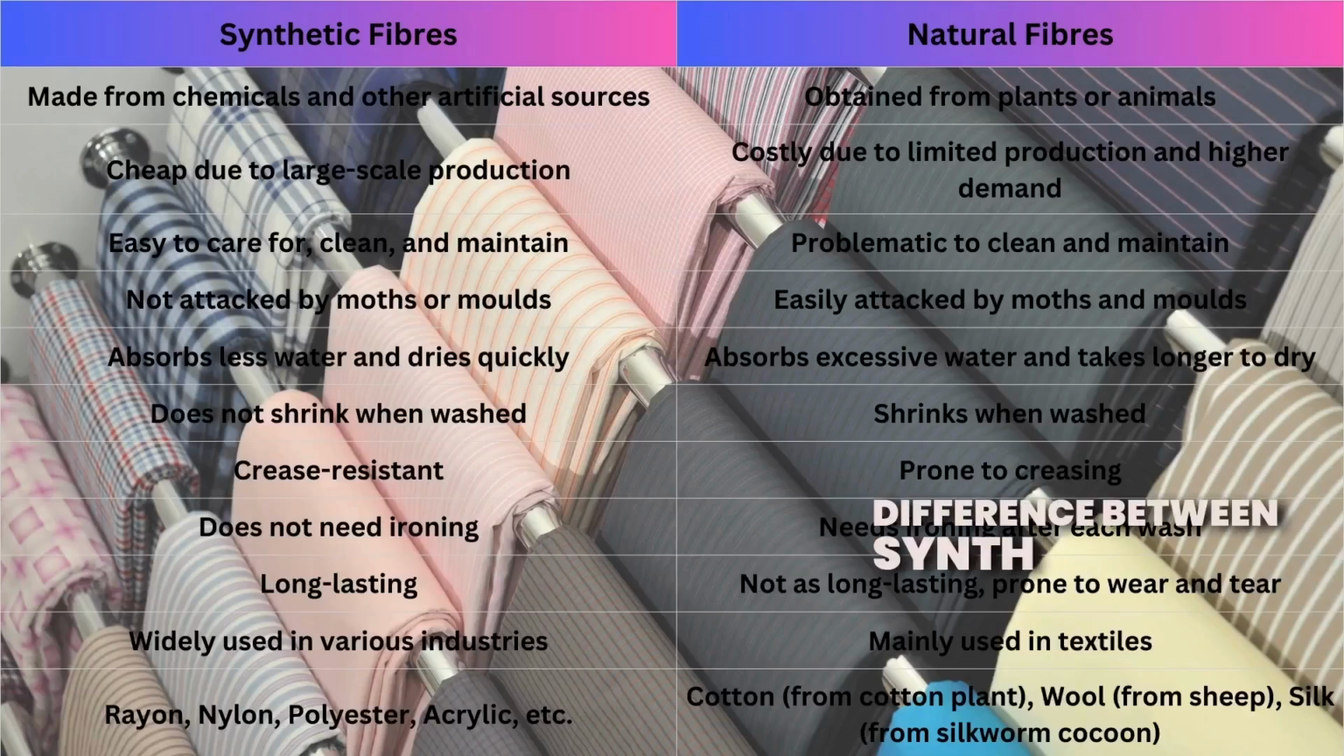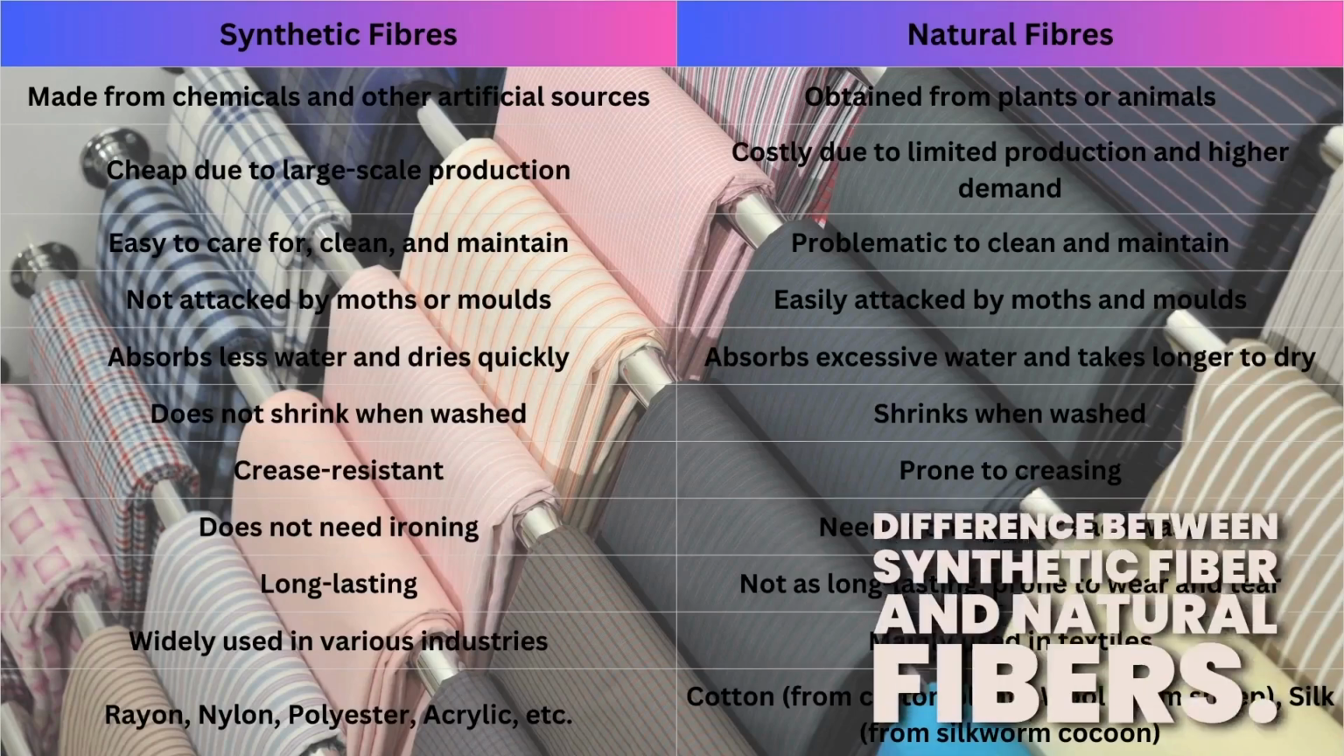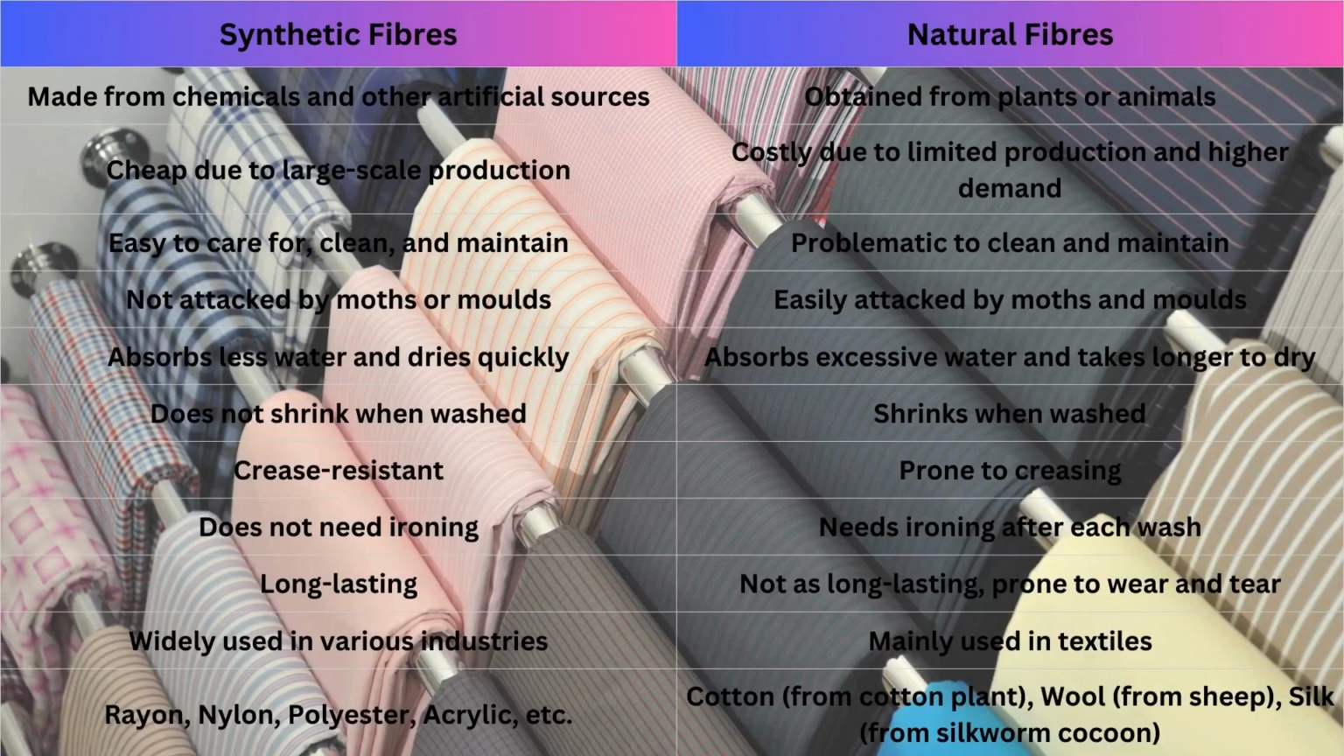Difference between synthetic fibers and natural fibers. Synthetic fibers are made from chemicals and other artificial sources. Natural fibers are obtained from plants or animals. Synthetic fibers are cheap due to large-scale production. Natural fibers are costly due to limited production and higher demand. Synthetic fibers are easy to care for, clean, and maintain. Natural fibers are problematic to clean and maintain.